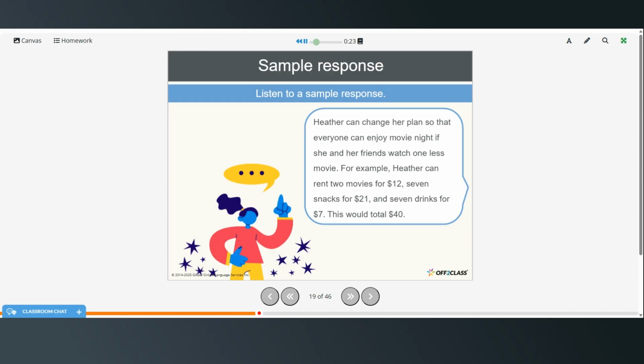Heather can change her plan so that everyone can enjoy movie night if she and her friends watch one less movie. For example, Heather can rent 2 movies for $12, 7 snacks for $21, and 7 drinks for $7. This would total $40.